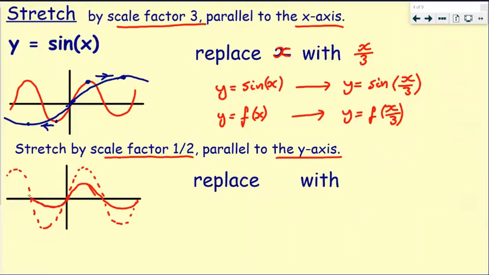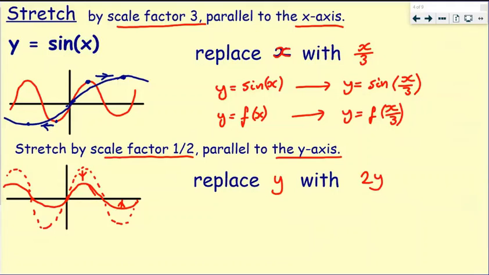We'll call it a stretch still, or even an enlargement, oddly enough, even though it's getting smaller. So each of these y coordinates has been shrunk. Okay, so we would expect to divide them all by 2, scale factor of half, but we're going to do the opposite. So we're replacing the y's with 2y.